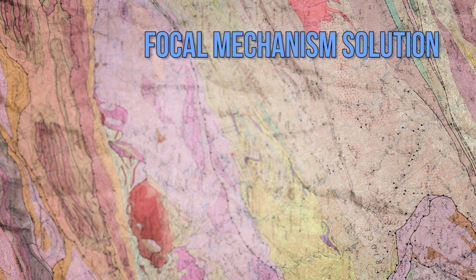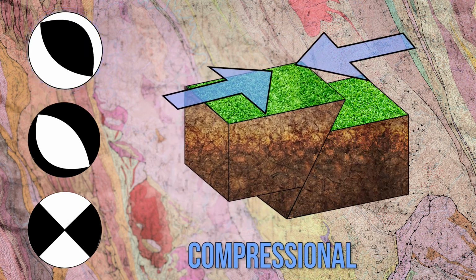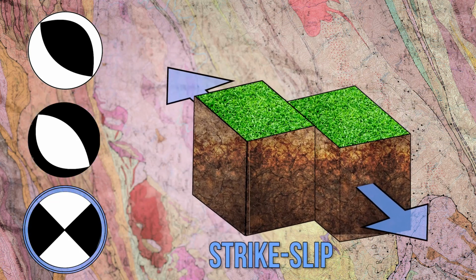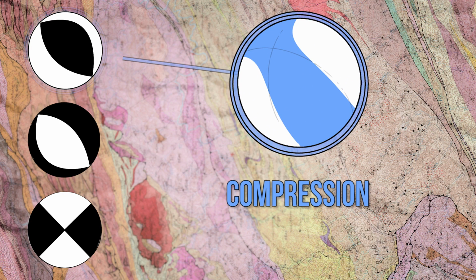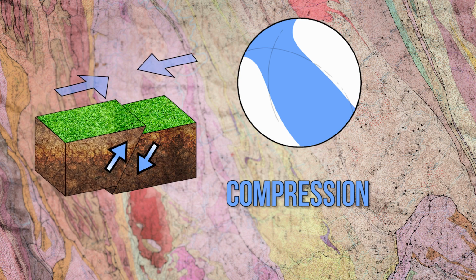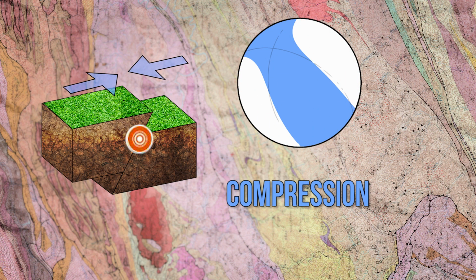An earthquake's focal mechanism solution gives us information about the type of fault that slipped and caused the quake. They can be compressional, extensional, or strike-slip. The focal mechanism solution for the Sparta earthquake shows us that this earthquake was caused by compression. In other words, the crust on one side of the fault moved upwards, producing the seismic waves that were felt several miles away.